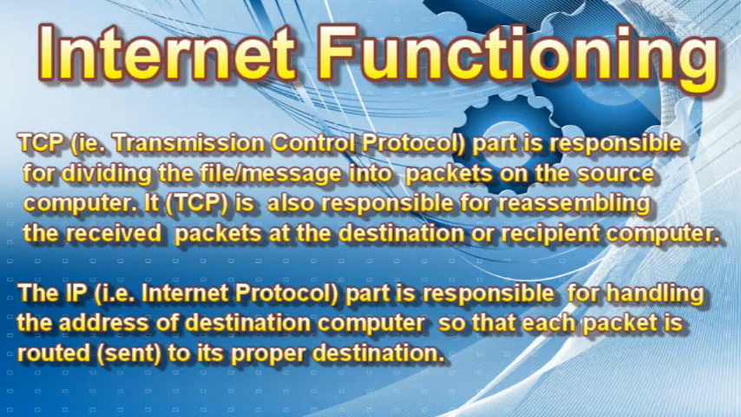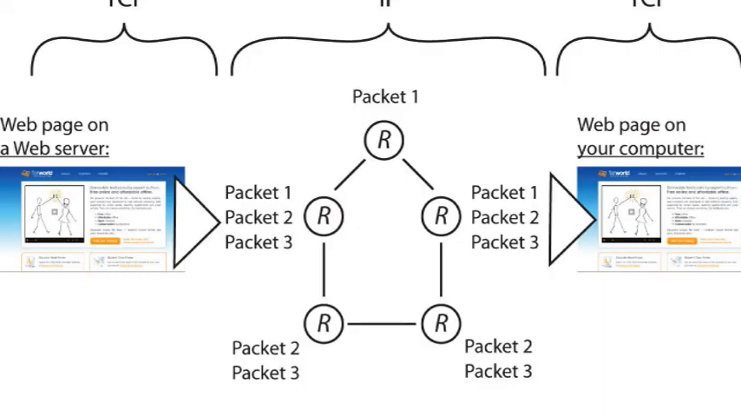The TCP protocol is responsible for dividing the message into packets. So the very first step, dividing the message into different packets, is part of the TCP protocol. TCP is also responsible for reassembling the received packets. That means at the very first part, the task of dividing into packets, and at the end, reassembling those packets, is all done with the help of the TCP protocol.